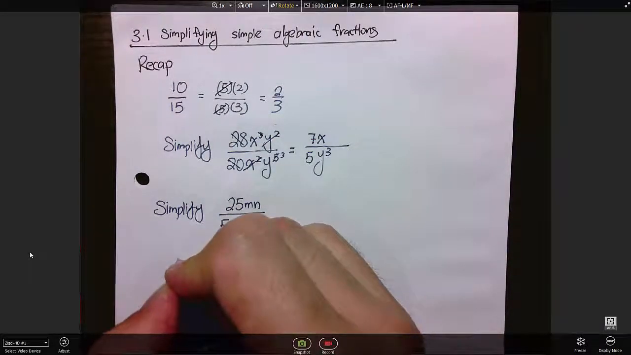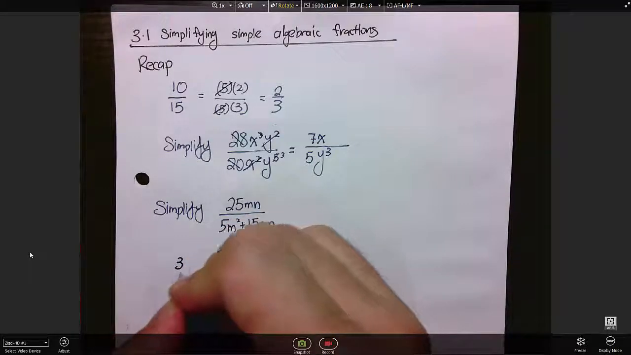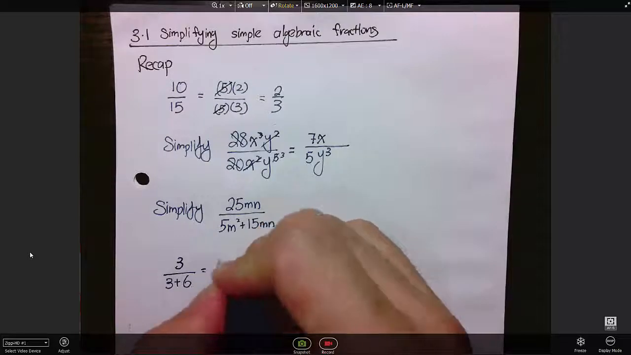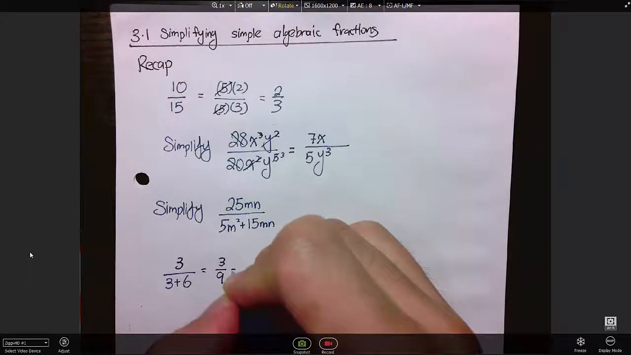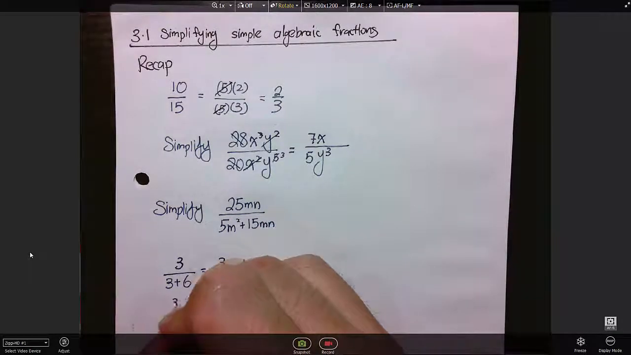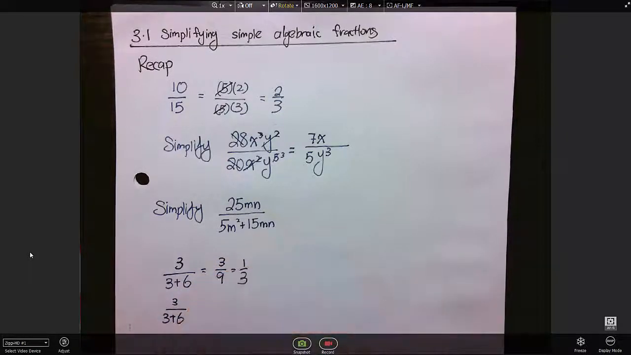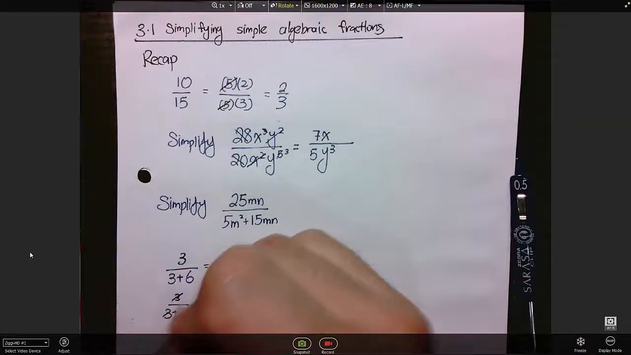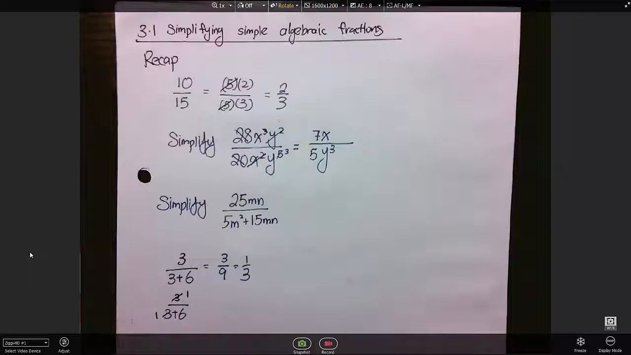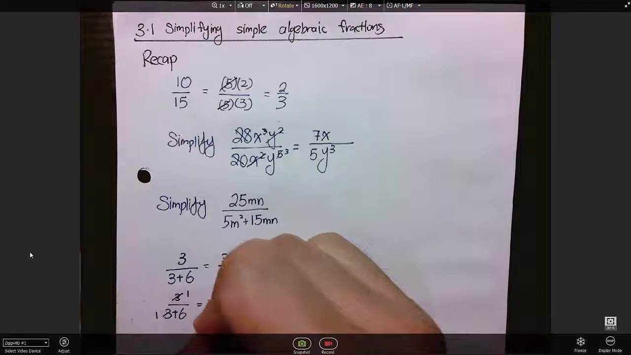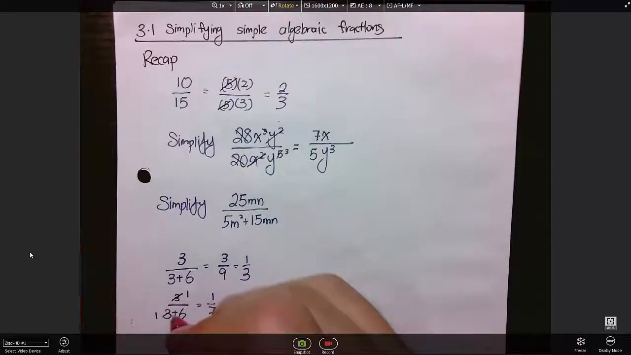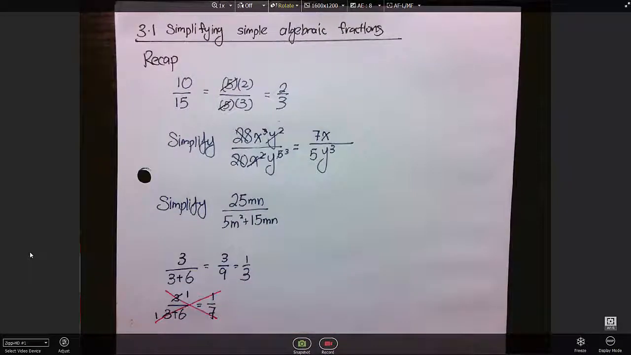For example, if I have 3 over 3 plus 6, you know that this gives me 3 over 9, which equals 1/3. But if I were to do something like 3 over 3 plus 6 and say, oh, let me eliminate the 3 and 3, I get 1 and 1 here. I'm left with 1 over 7. Obviously, this is very wrong. So when there's a plus or minus sign, be very careful. You cannot just eliminate. So this is a wrong concept.